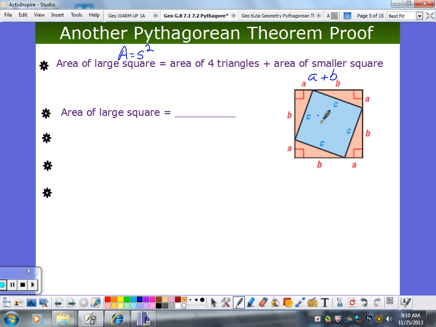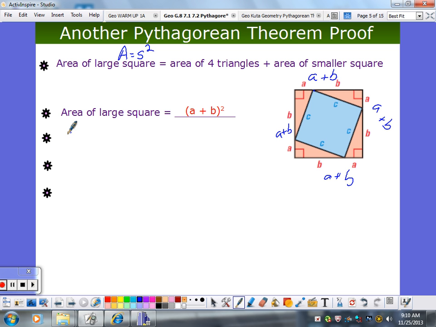Yes, well, each side is a plus b, isn't it? Can you see that? How each one of these is a plus b? Anybody not see why that is? So she's absolutely right. Why don't we just take each side and square it? Isn't that going to be the area of that whole square?